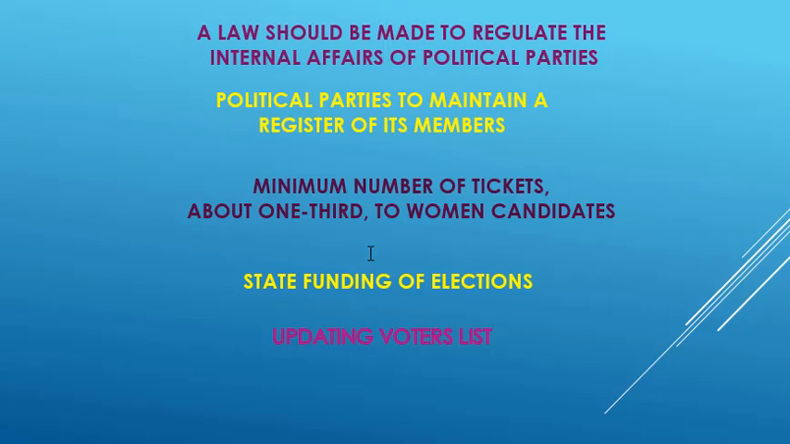Point number 4, children: state funding of elections. When we focus on funding, we know that national political parties spend a lot of money. They are financially so strong compared to local, state or new political parties. There is no limit to the spending of political parties. Crores and crores of Indian rupees are spent by the political parties during election time, and there is a possibility of misuse of the funds every time.